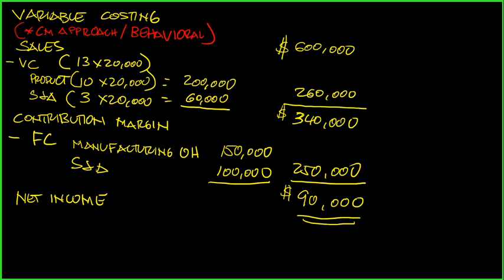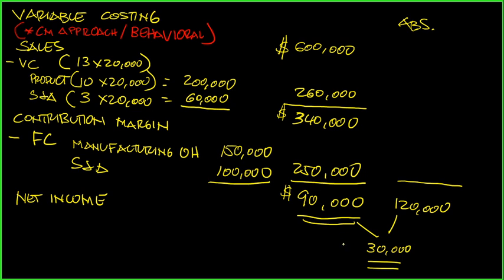Now, if you notice, this is lower than our absorption costing net income. Under absorption costing, it is 120,000. There is a difference of 30,000. Oh, bakit kaya mas mataas yung absorption costing net income by 30,000?